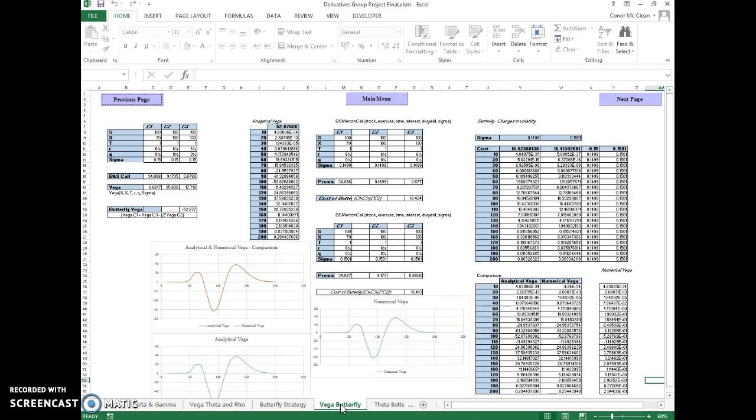Dealing with the analytical vegas and thetas, the analytical and numerical vega are compared here, where a change in sigma around C1 and C3 has a positive effect on the butterfly portfolio, and in the middle it has a negative effect.